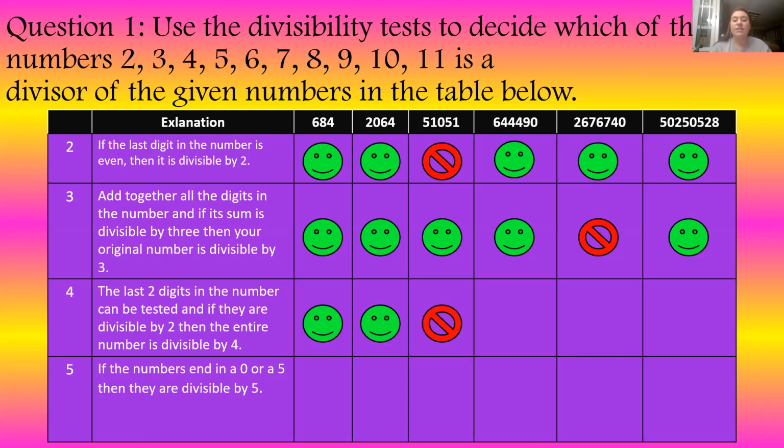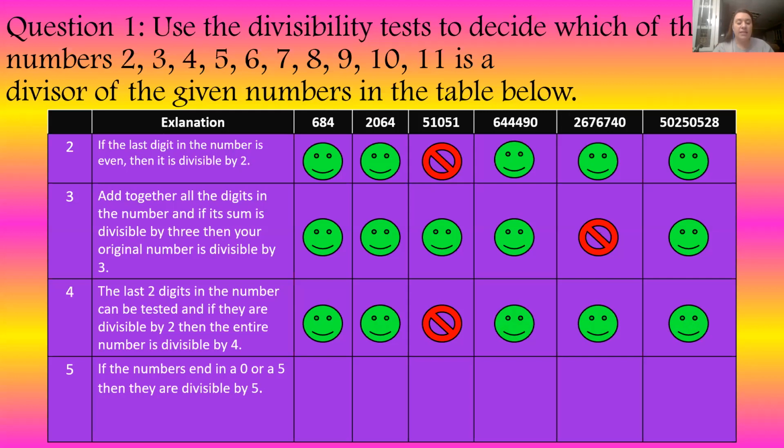And then now 644,490, it also works because it ends in an even number, and it worked for 2. And our next number also worked for 2, so it will work for 4. And then same with our 50,250,528.